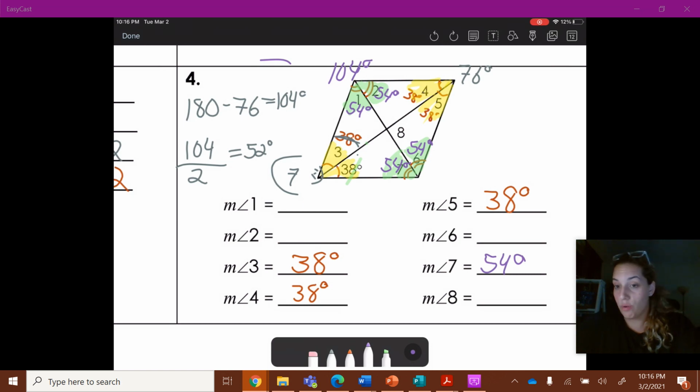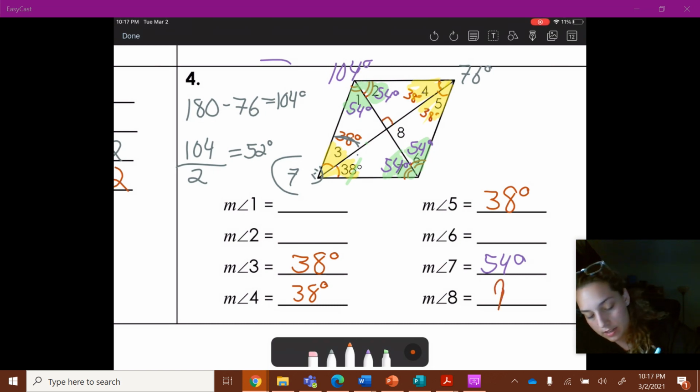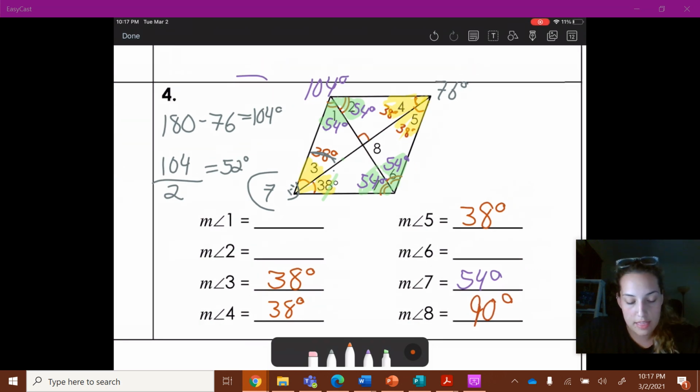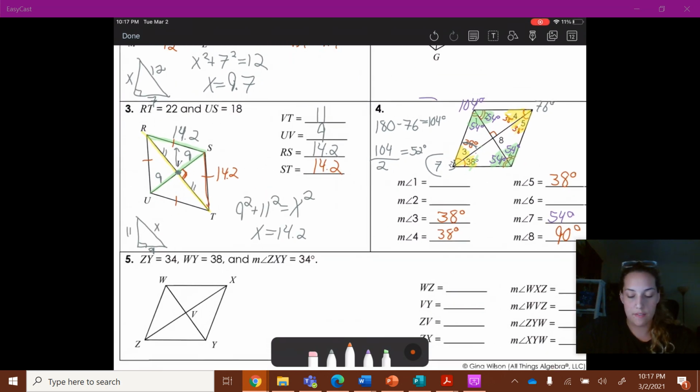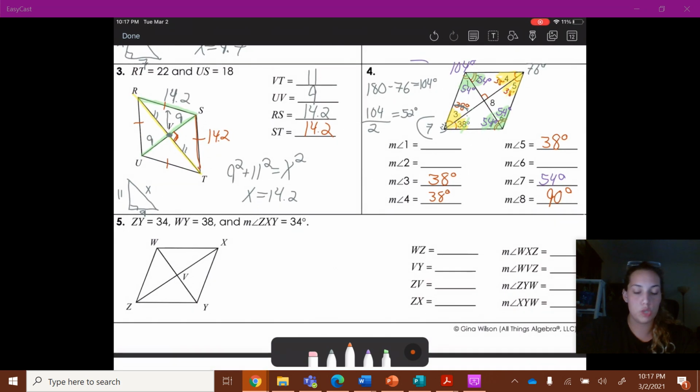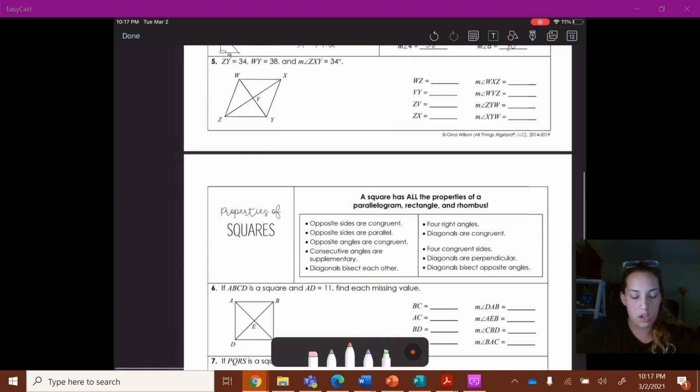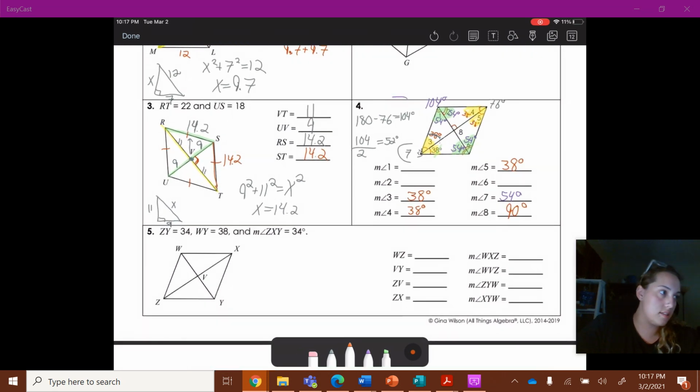Okay, but the one you might not know off the bat is number 8. But you should know that rhombuses have diagonals that intersect at perpendicular angles. So what do you think that angle right there is going to be? Okay, it has to be 90 degrees. Okay, hopefully you were paying attention. And that's how the angles in a rhombus behave. Okay, so you should be able to do number 2 and number 5, and we will talk about squares next.